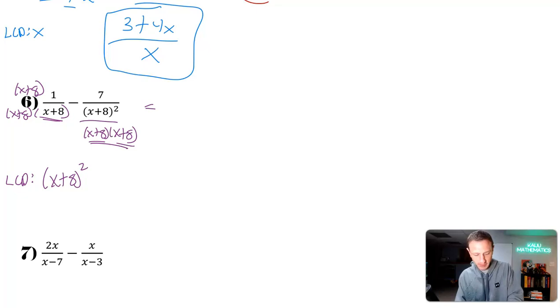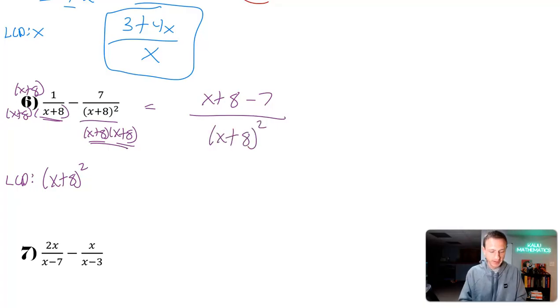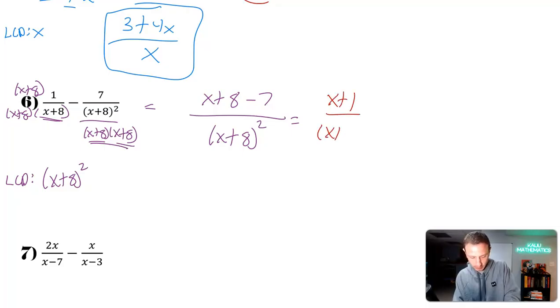So that's going to be x plus 8 times 1, which is just going to be x plus 8. I'm not even going to write that out. Minus 7 over the denominator of x plus 8 squared. You could write it like that, or you could write x plus 8 times x plus 8, but we typically write it as just x plus 8 squared. So then x plus 8 minus 7. 8 minus 7 is 1. So we have x plus 1 over x plus 8 squared.